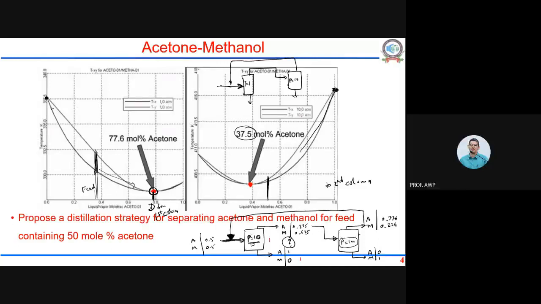So do people agree that if I have 10 atmospheric column first followed by 1 atmospheric column, I will have more amount of feed going to the 10 atmospheric column as compared to this? In case 2, I have more feed going to the 10 atmospheric column, whereas in case 1 I have less feed going to the 10 atmospheric column. Do people agree with that statement? That's what statement Vaibhav is trying to make. Am I correct, Vaibhav? Is that what you're trying to say?